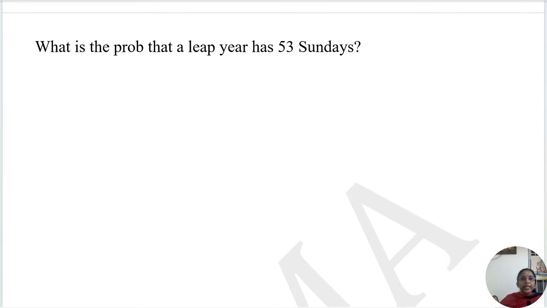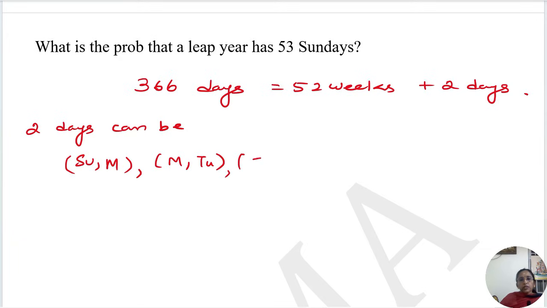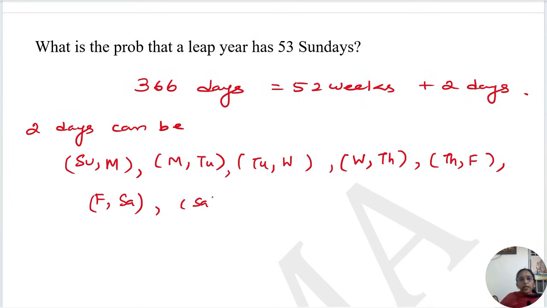What is the probability that a leap year has 53 Sundays? For a leap year, the total number of days is 366. So that is 52 weeks plus 2 days. The 2 days can be Sunday-Monday, Monday-Tuesday, Tuesday-Wednesday, Wednesday-Thursday, Thursday-Friday, Friday-Saturday, Saturday-Sunday.